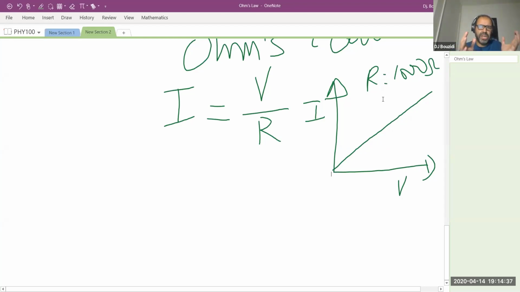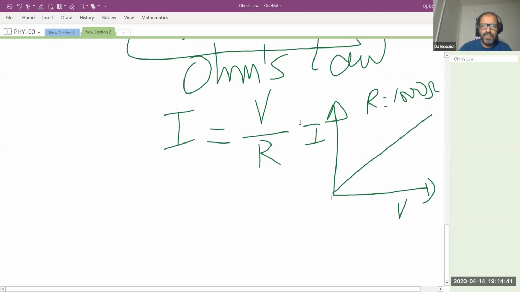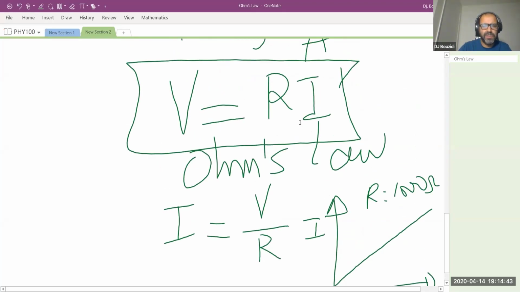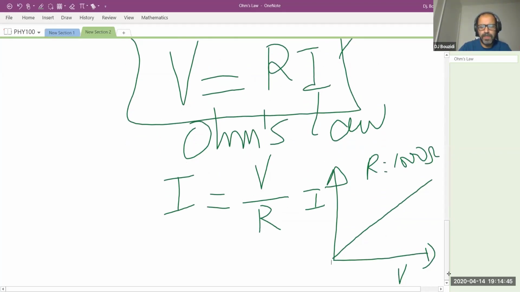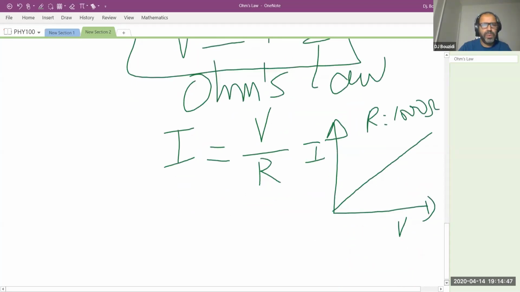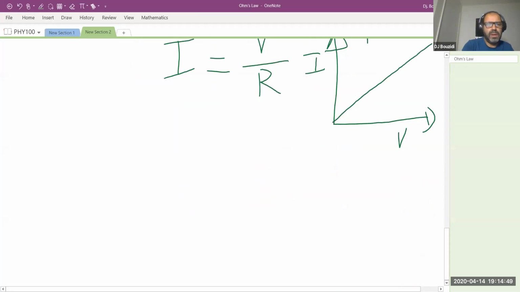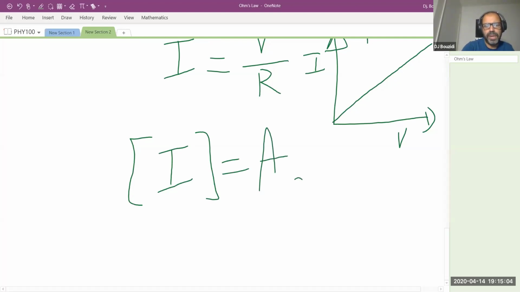So this is in a nutshell what we're doing in this lab: we're verifying Ohm's law for different kinds of configurations. First of all, we're going to be measuring the resistance. That's one of the things that we'll be doing in the lab. As for the units you use, the current is measured in amperes, A for ampere.